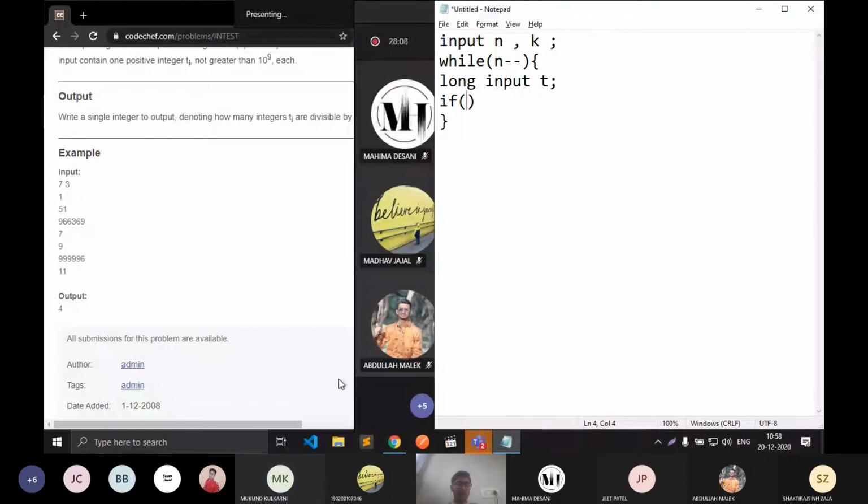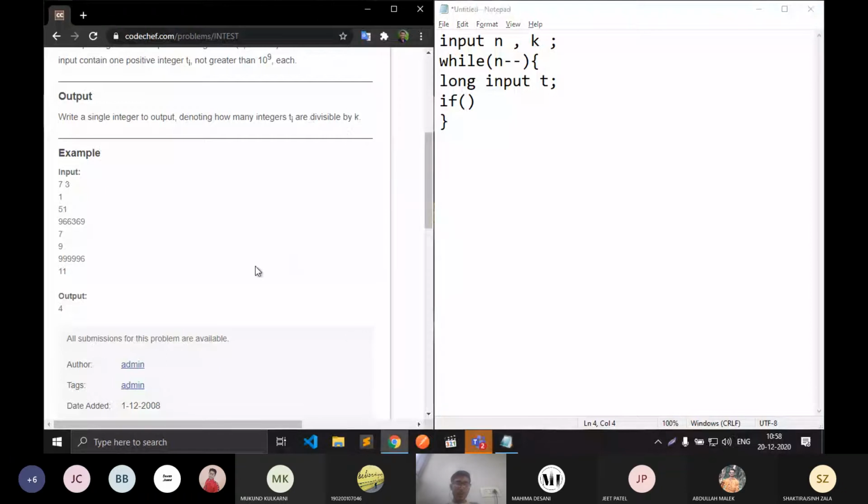If ti is divisible by k, it means t modulo k is equal to 0. It means it is divisible. Okay, done. See, it is not a proper code, it is just a format we have to follow one by one. So at last I will write what our main code is.